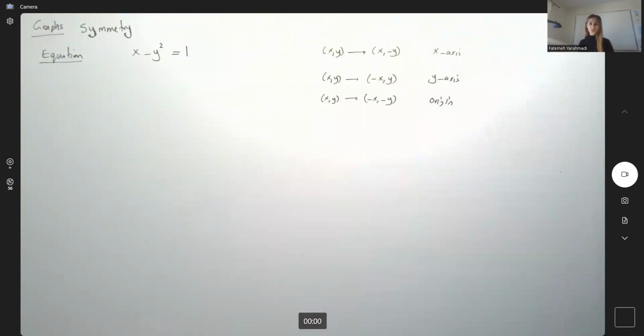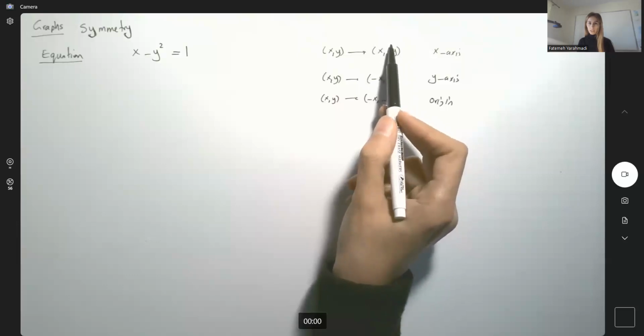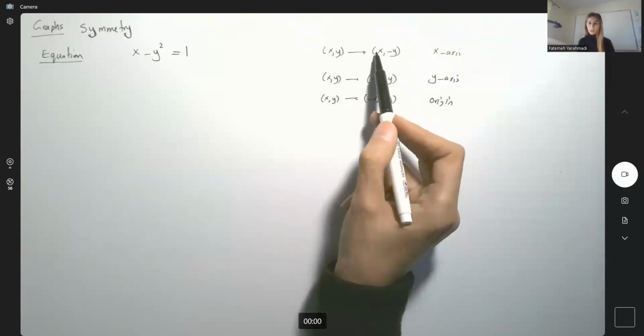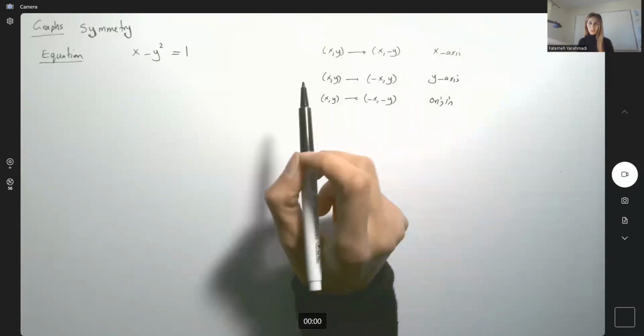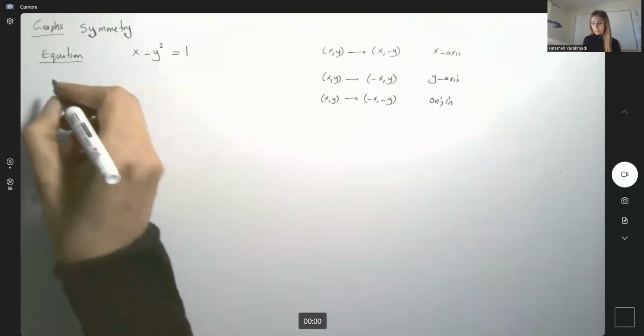So what are we going to do? We're going to switch y by minus y. If we get the exact same equation, then we're going to say that we have symmetry with respect to the x-axis.